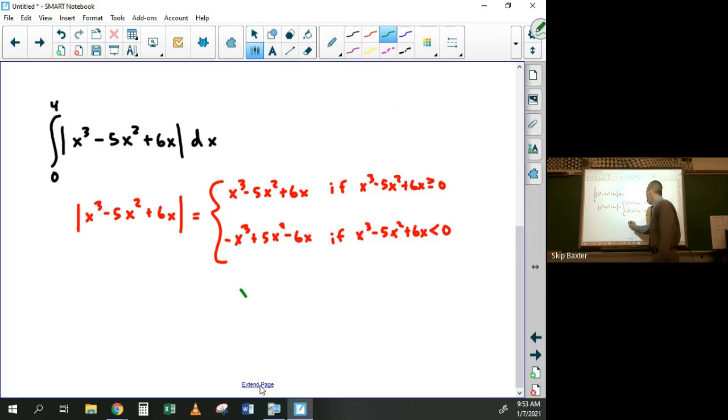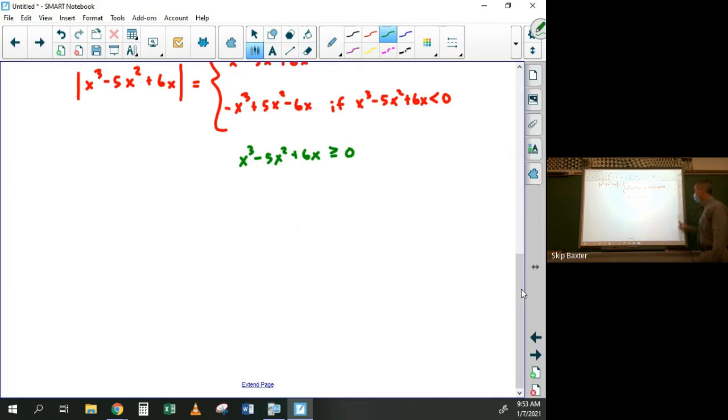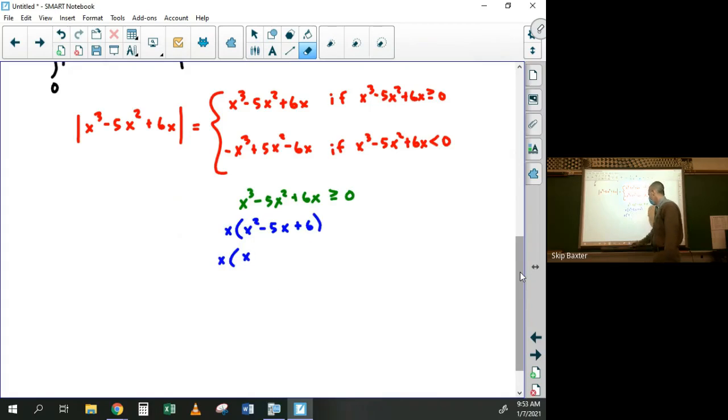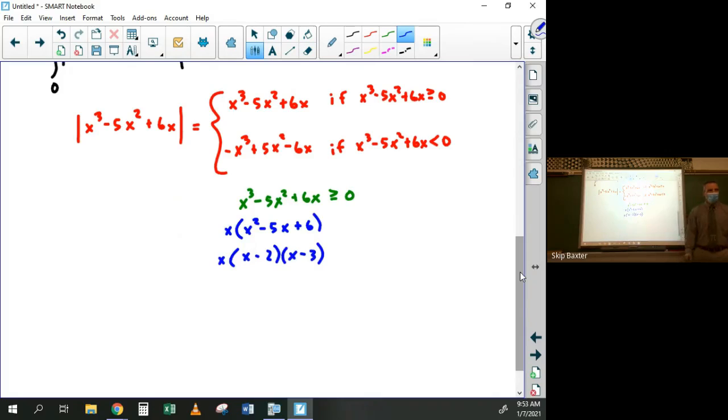So if I have x cubed minus 5x squared plus 6x greater than or equal to 0, for example, it's the same process. I'm going to pretend like it equals 0 and find the roots. So I would factor this: x times x squared minus 5x plus 6. That factors as x times x minus 2, x minus 3. Right? So the roots are 0, 2, and 3.